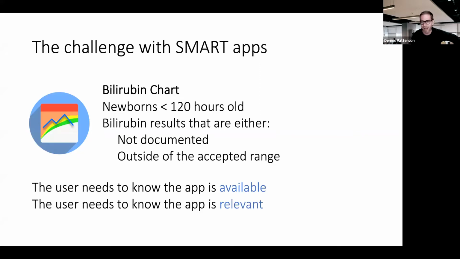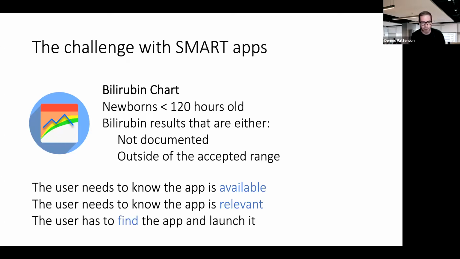Second, they need to know that the app is relevant to their current situation. This might be fairly straightforward in the case of a bilirubin chart app. They might be able to keep track of these various criteria, but you could extrapolate this general problem across a whole host of different smart apps. And they would need to keep track of all of the criteria for which each app would be relevant to them. And thirdly, they have to be able to find the app and launch it.